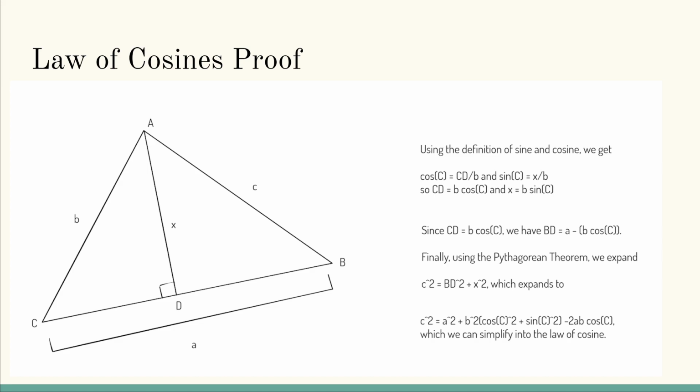So then we get BD equals a minus b times cosine of angle C. Using the Pythagorean theorem, we get that c squared equals BD squared plus x squared. Then we can expand this and use our Pythagorean identity, sine squared of angle C plus cosine squared of angle C equals 1. Then we can simplify it into our law of cosines.